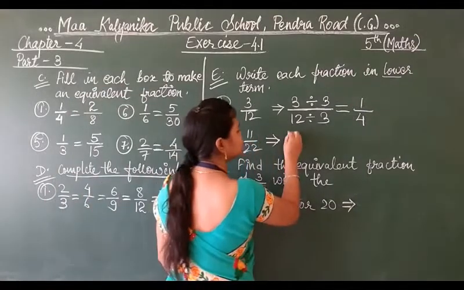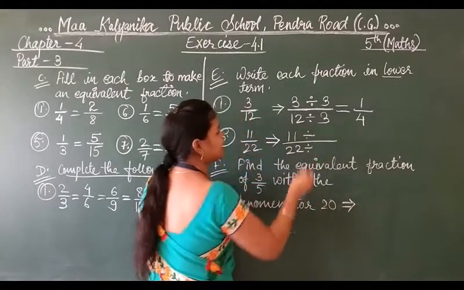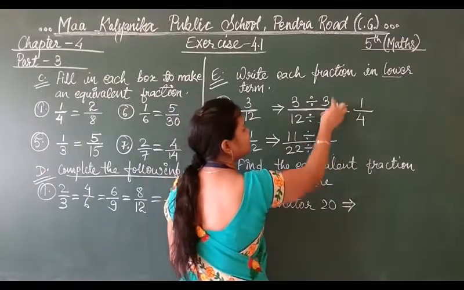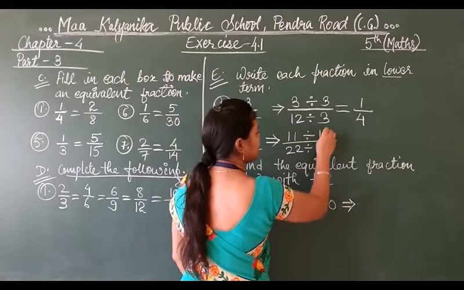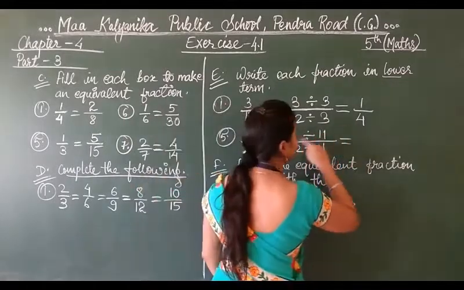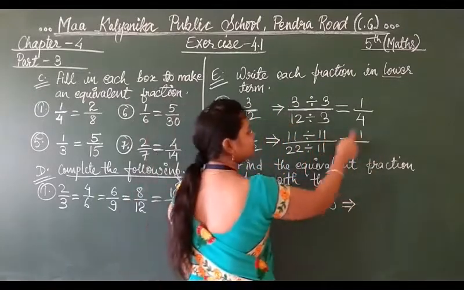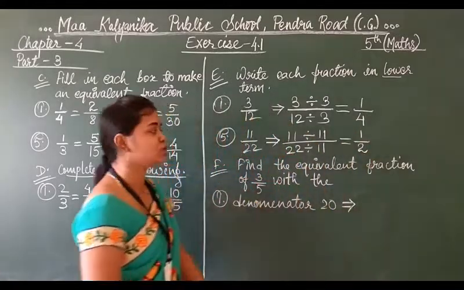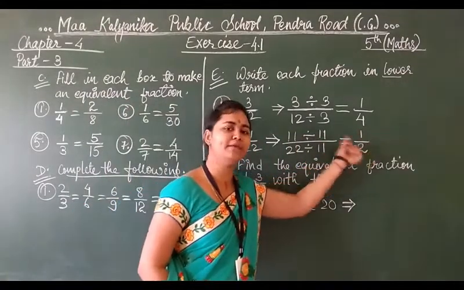11 by 22. So now find a factor which can divide both numerator and denominator. The same factor, because we cannot change this number. If we divide by 3 here, we have to divide by 3 there also. So we can take 11. So 11 divided by 11 is 1. 11 ones are 11, and 11 twos are 22. So simply students, the lower term of 11 by 22 is 1 by 2.